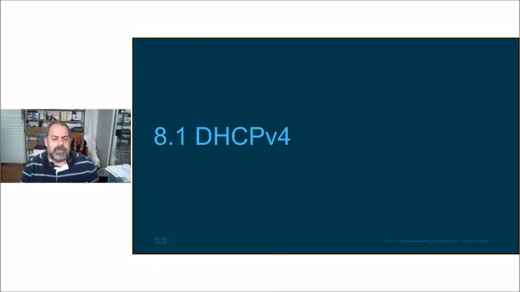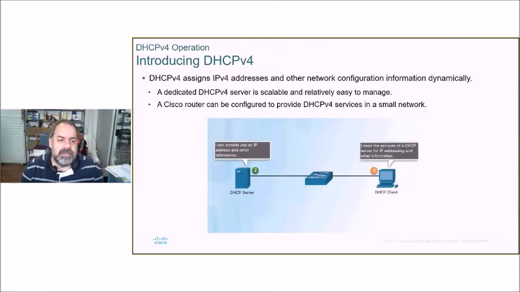So IPv4 DHCP. DHCP assigns IPv4 addresses and other network configuration dynamically. A dedicated DHCPv4 server is scalable and relatively easy to manage. A Cisco router can be configured to do that on a smaller network. Basically, when a client boots, it sends out a DHCP discover message. It says, is there a DHCP server out there? And if there is one, it will reply.